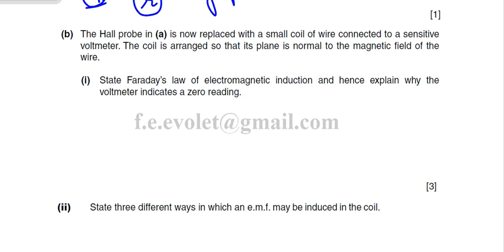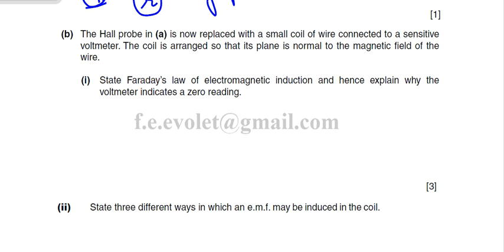The Hall probe shown in figure A on the top is now replaced with a small coil of wire connected to a sensitive voltmeter. The coil is arranged so that its plane is normal to the magnetic field, like the first position we have shown in the figure, field of the wire. State Faraday's law of electromagnetic induction and hence explain why the voltmeter indicates a 0 reading.